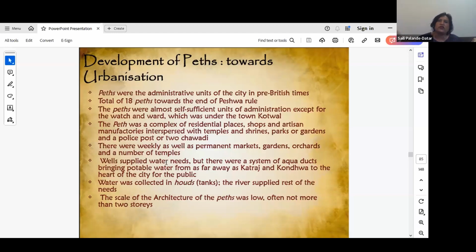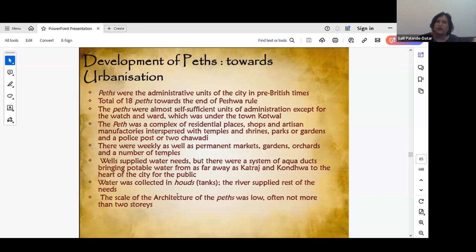So that person was given the contract of establishing a pate, and he was supposed to have the residential places, shopping complexes, artisan manufactories, etc., interspersed with other social spaces such as temples, shrines, parks, a police post, and gardens, and so on. So they would have things for your livelihood, things for leisure, things for your religious purpose, and things for the political needs, and so on.